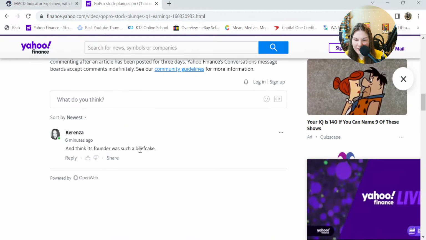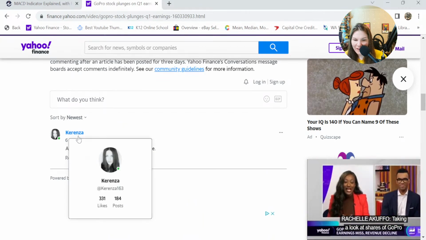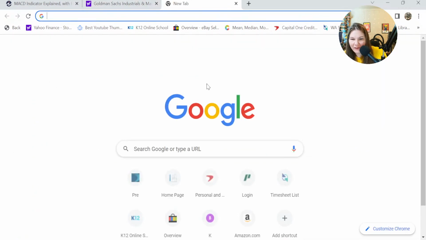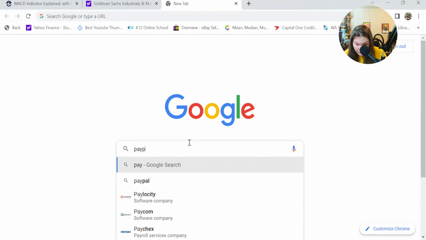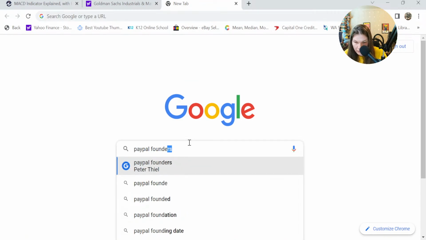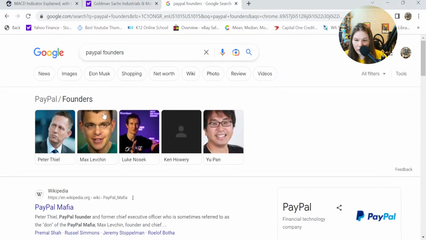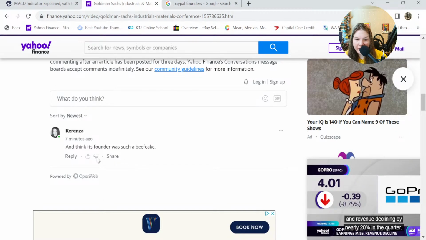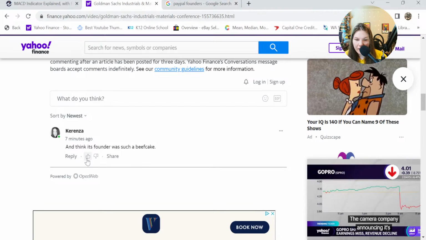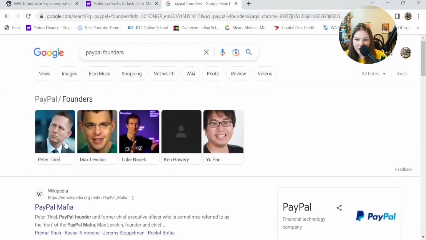And think its founders was such a beefcake. Carinza. Who's the beefcake? I got to look who the PayPal founders are. See? This is why I don't like to look at the news. People like that. Carinza said that they're beefcakes. Who's a beefcake? Which one of these guys did Carinza think is a beefcake? Oh, I take everything so literal. Is that a joke? Or did she literally mean it? Which one of these guys is a beefcake?